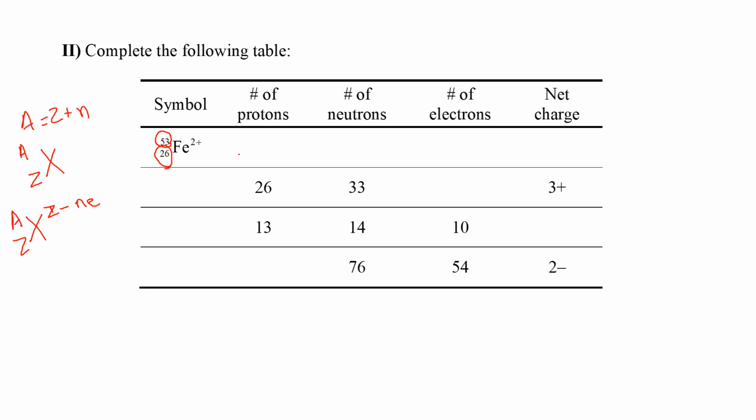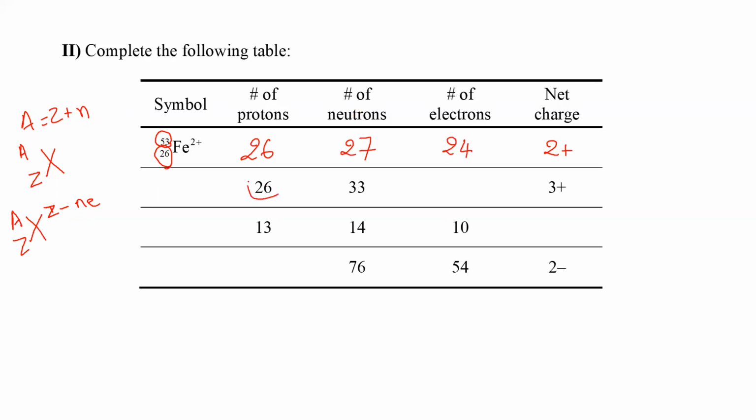So here the number of protons is directly equal to 26, which is the Z, the atomic number. The number of neutrons, we know that the mass number equals the number of protons plus the number of neutrons. So N will be equal to 53 minus 26, meaning 27. And here the net charge is 2 plus, meaning that Z minus the number of electrons is equal to 2 plus. So the number of electrons will be 26 minus 2, 24.